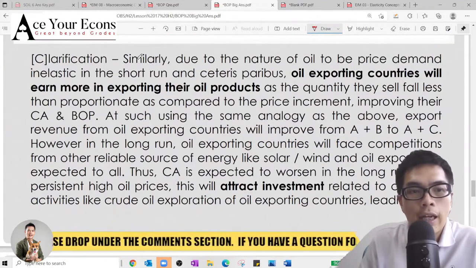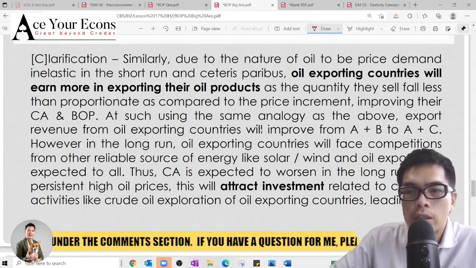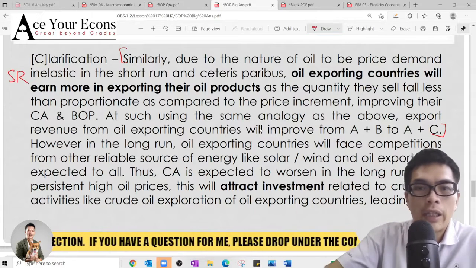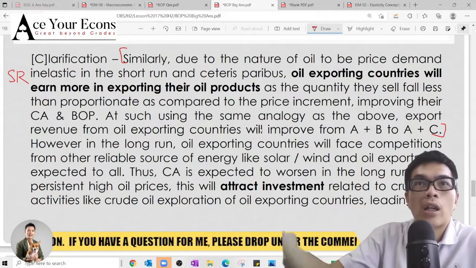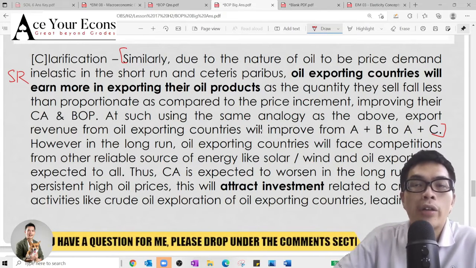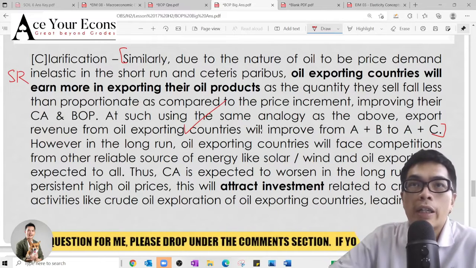So the entire illustration is the same. This is the short run approach. If you have developed the oil importing countries already, then you don't need to spend a lot of time to redevelop here because it's the same. You can just afford to illustrate an improvement in your current account with higher export revenue.